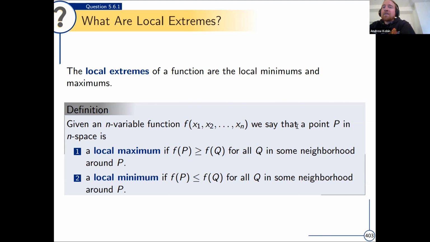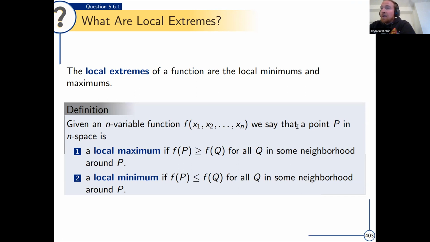And the point, for this to make sense, needs to be in the domain of the function. A point P is a local maximum if f of P, its output value, is larger than or equal to f of Q for all Q in some neighborhood around P. And I'll remind you of what that means in a moment. Likewise, a point P is a local minimum if the output value f of P is less than or equal to f of Q for all Q in some neighborhood around P.